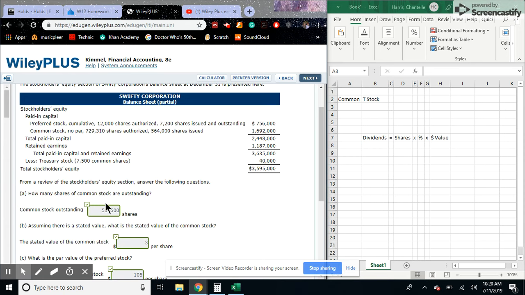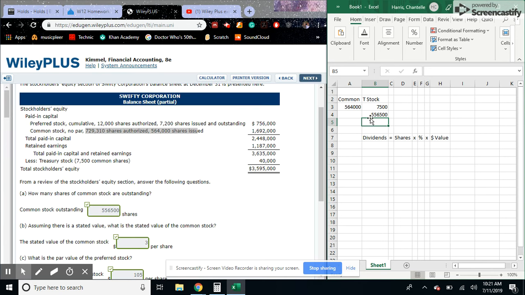How many shares of common stock are outstanding? So over here on my spreadsheet, I have a space to put in our shares of common stock. It lists right here 729,310 shares authorized, but only 564,000 shares sold. So I'm going to put that in. But to find our total shares outstanding, we have to take away the treasury stock, which is 7,500 shares. So equals 556,500 shares. Now that's going to be different for everyone because everybody's numbers are a little different.